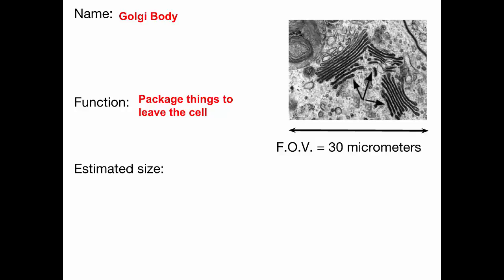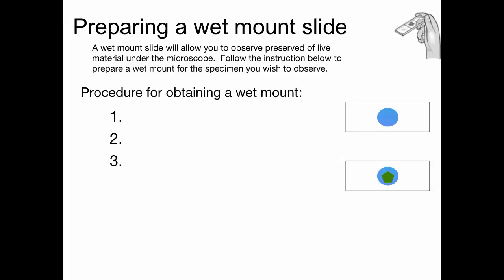Function of the Golgi bodies? Package up things that are going to be leaving the cell. Where are these little bubbles headed? After a protein goes into the Golgi bodies, it gets put into a little bubble like this, where does that go? Goes to the cell membrane, merges with it, and sort of bursts open, releasing the contents out of the cell. That's how the Golgi bodies operate. That's how it works. All right.